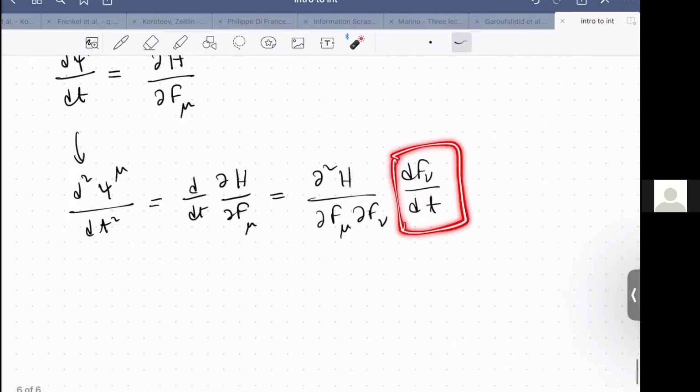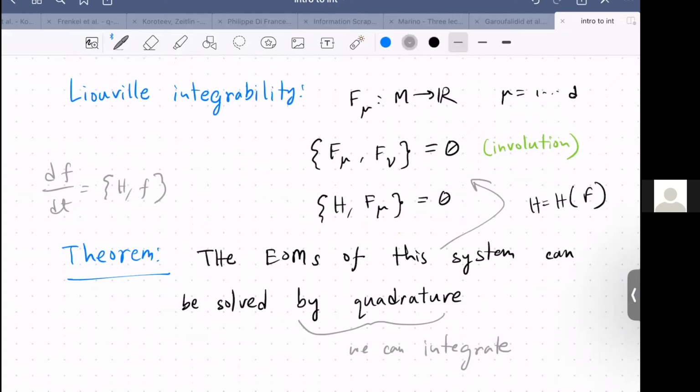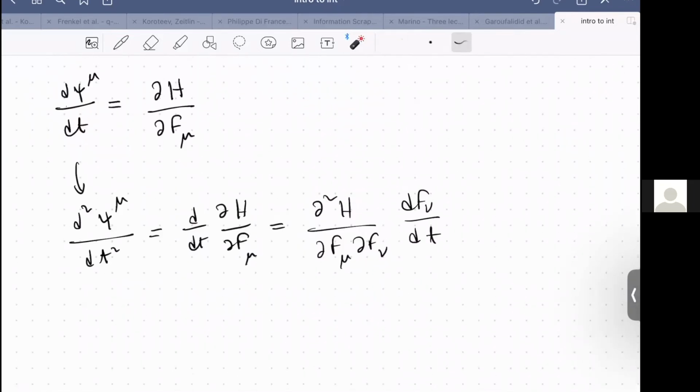Now, this is 0. Why is it 0? Because how does the value of a function on a phase space change with respect to time? It changes by Poisson bracket with respect to the Hamiltonian. And by definition, these Poisson brackets were 0, right? This is df mu dt, which means that this is 0, so this is 0. So what do we see here? We see that in terms of this new coordinate, accelerations are 0.